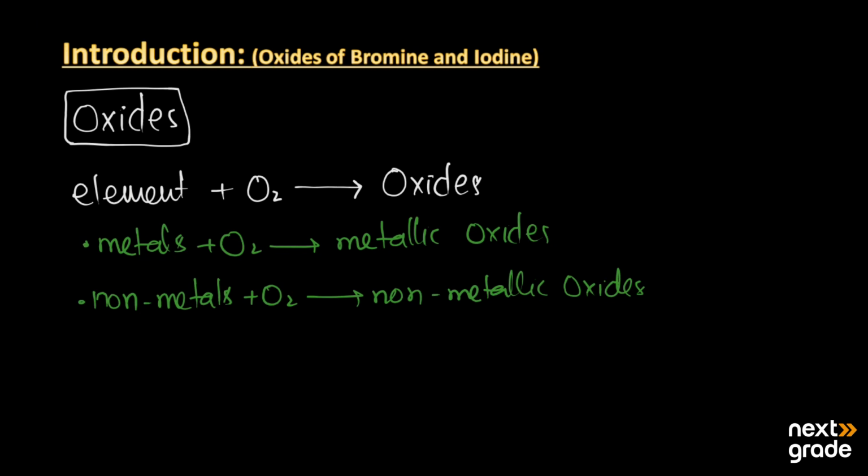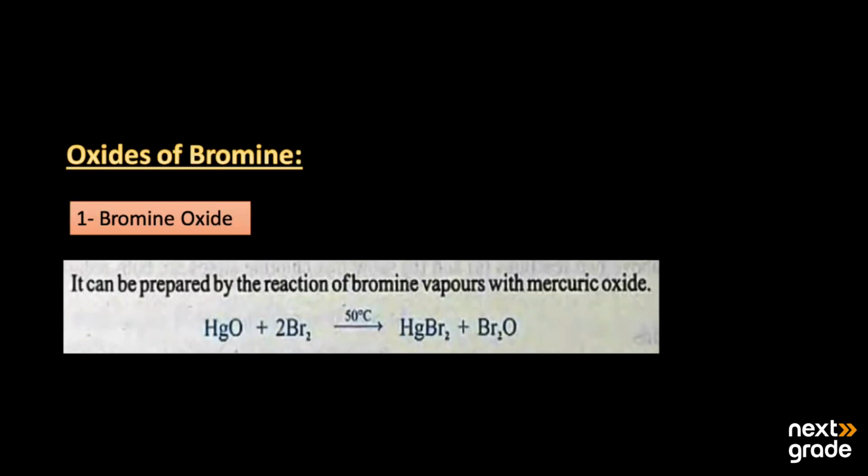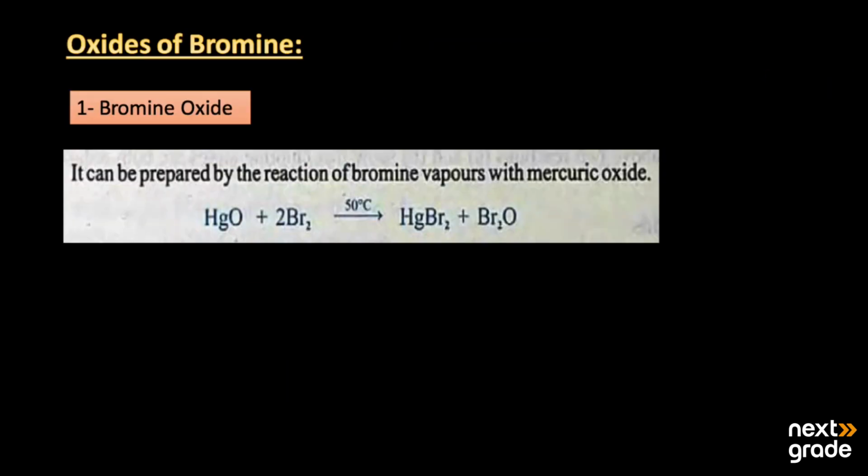So here we have the oxides of bromine and the oxides of iodine. Both bromine and iodine are basically non-metals, and both belong to group 7A elements, and they are called halogens. Here we will discuss their oxides. The first is the oxide of bromine, and then the oxide of iodine.